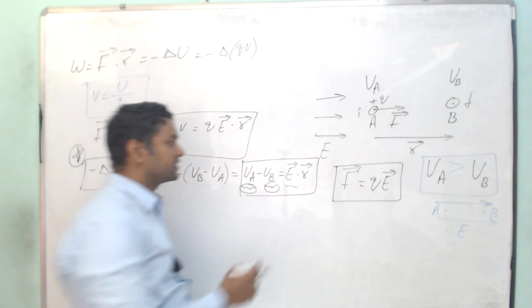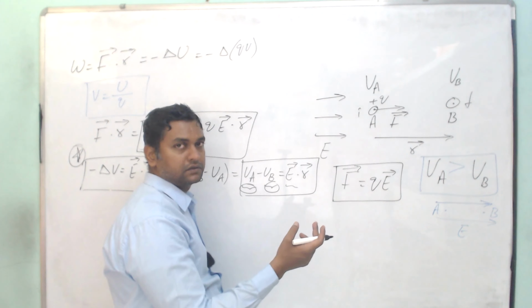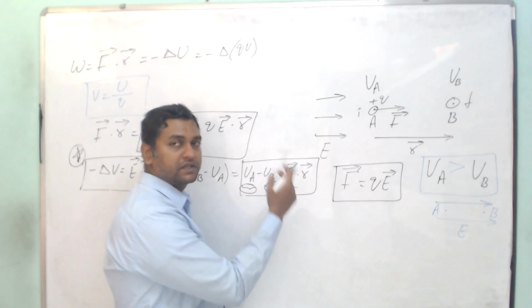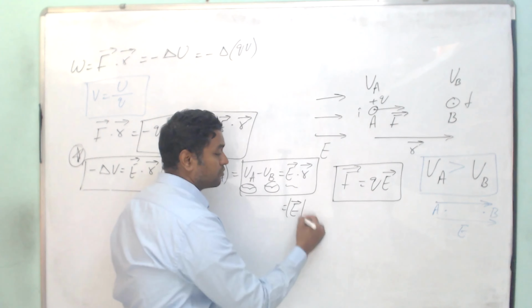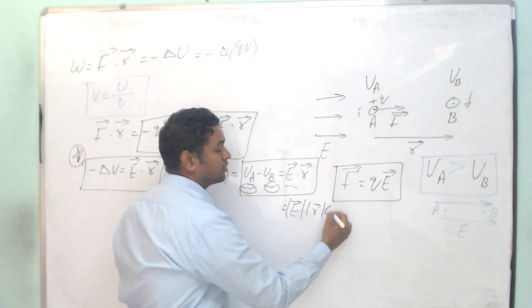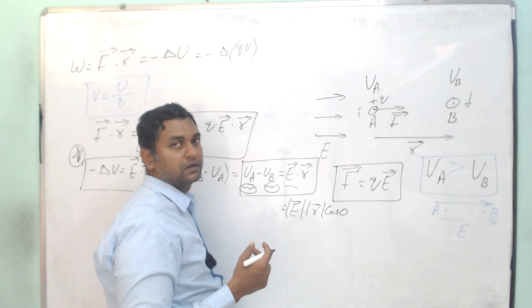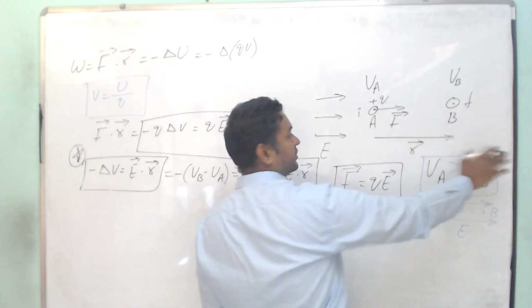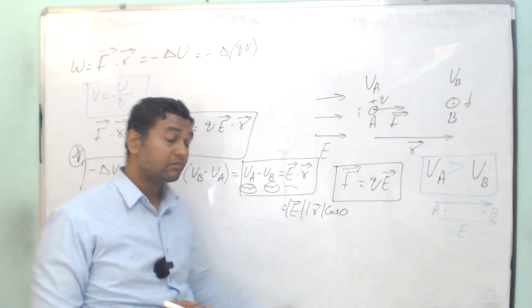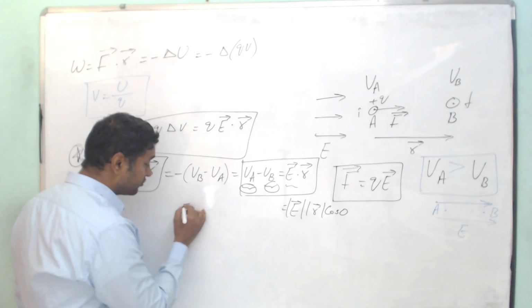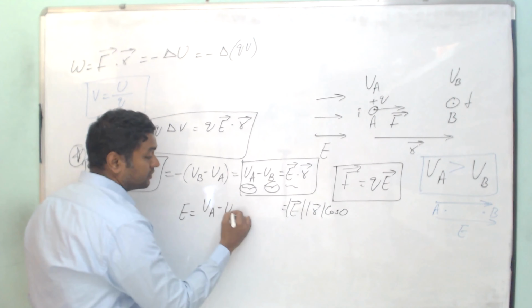The dot product is nothing but E bar mod A mod B cos theta. A dot B is AB cos theta. I can write this as mod E bar mod R bar into cos theta. Here cos is 0 because both are parallel. R bar is from left to right, E bar is from left to right. Angle between them is 0. So in terms of magnitude also I can write this as E is equal to VA minus VB divided by R.